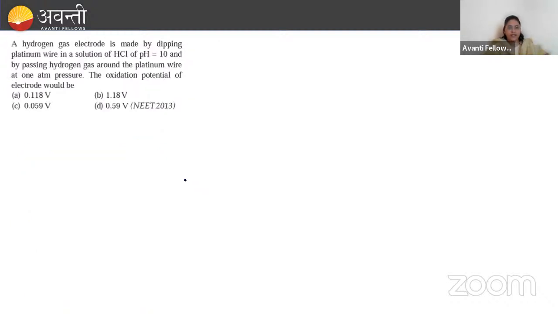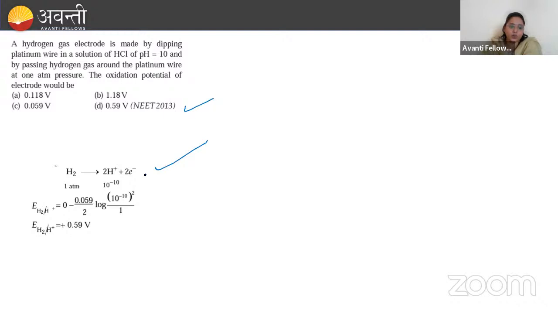A hydrogen gas electrode is made by dipping platinum wire in a solution of HCl of pH equal to 10 and by passing hydrogen gas around the platinum wire at 1 atm pressure. The oxidation potential of the electrode would be? In the hydrogen electrode the reaction is H2 gets converted into 2H plus plus 2 electrons, and here we are asked the oxidation potential. E of H2/H plus is equal to E naught, which is 0 for the hydrogen electrode, minus 0.059 divided by 2 using the Nernst equation, log of product divided by reactant. The product is 10 raised to minus 10 and the reactant is 1 atm pressure. Just calculate it, you will get the value of the oxidation potential for the electrode, that is option B.